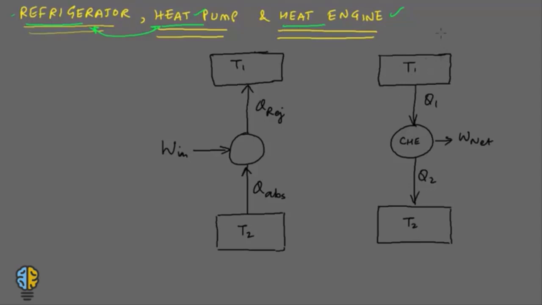So this is the heat engine, which is exchanging heat between T1 and T2. These are the two reservoirs, and I can assume that T1 is higher than T2. And this is true for all these three devices: a refrigerator, a heat pump and a heat engine. Now in this case, Q1 is the absorbed heat from the source. It goes into the cyclic heat engine. Some heat is rejected and you get some work output or net work output from this device.